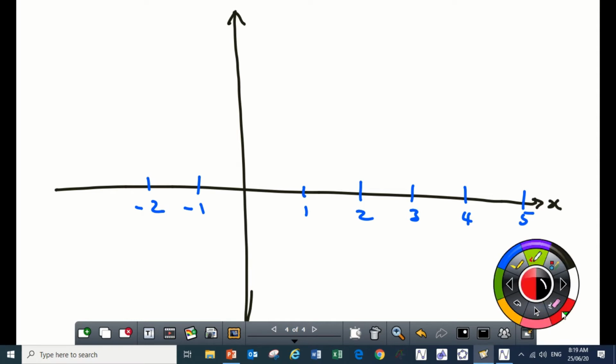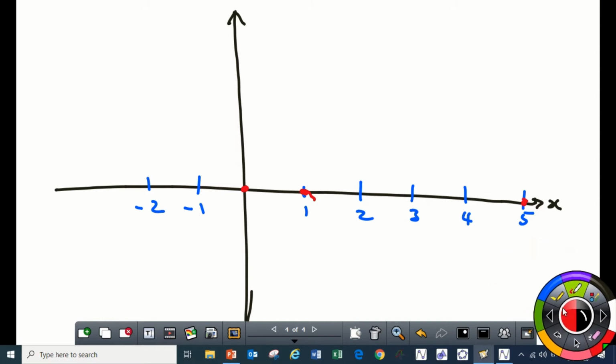In most cases they might give you a grid, but if they don't give you a grid, then you must choose a good scale. So we have x equal to 0, x equal to 1, and x equal to 5. So I labeled the points where my x-intercepts are. Now I need to move on to the turning point.